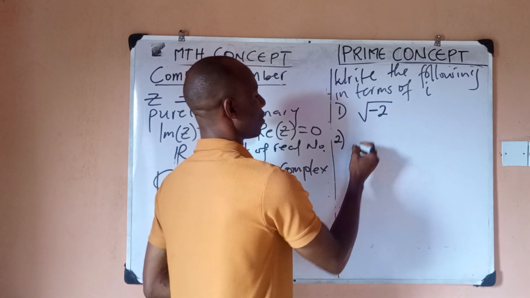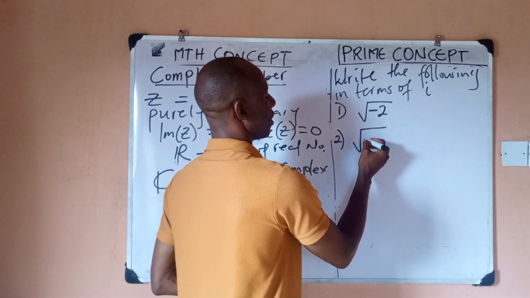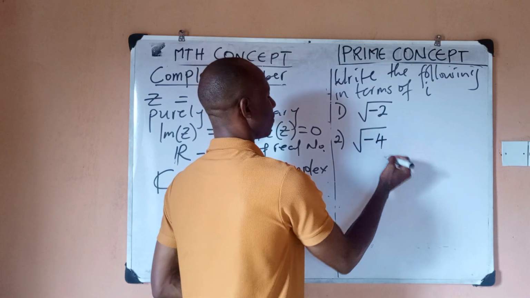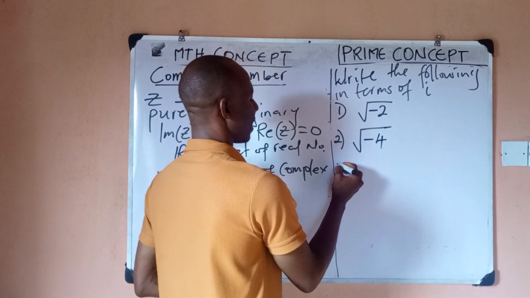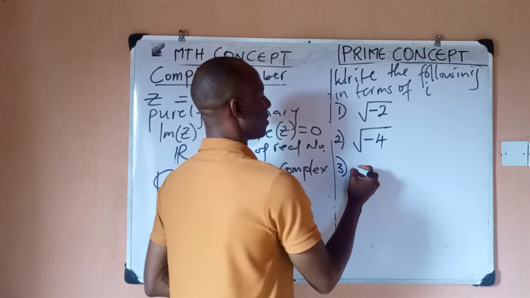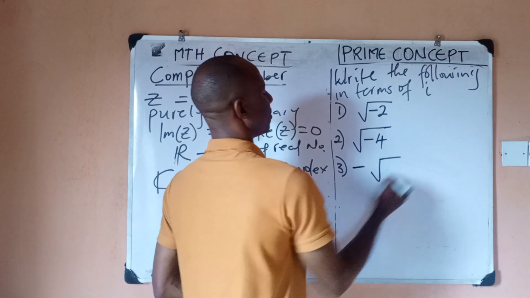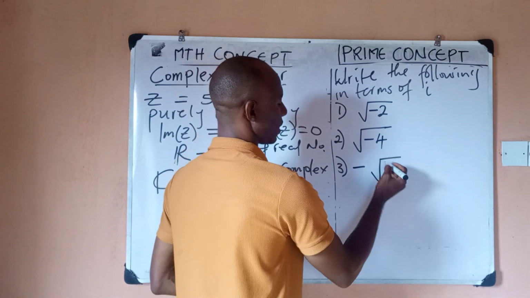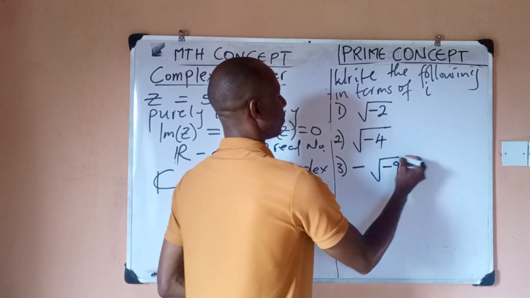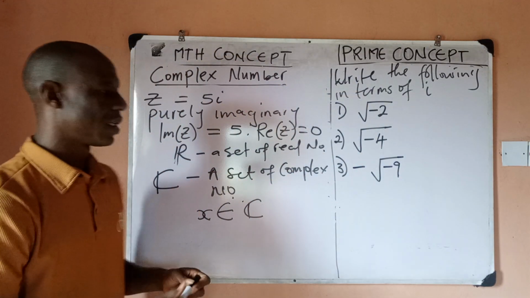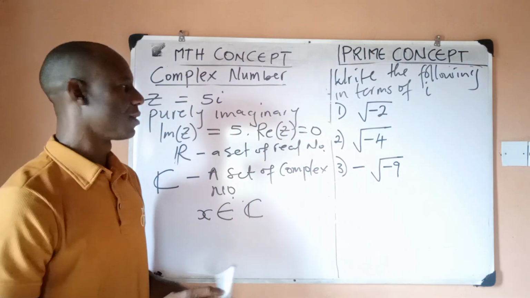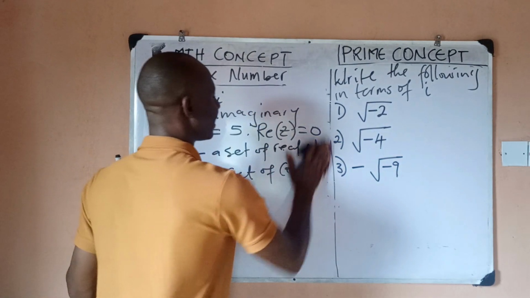Number 2, we want to write the square root of minus 4 in terms of i. Number 3, we want to write minus times the square root of, let's say, negative 9. We want to write these 3 things in terms of i. Remember what we have earlier agreed.